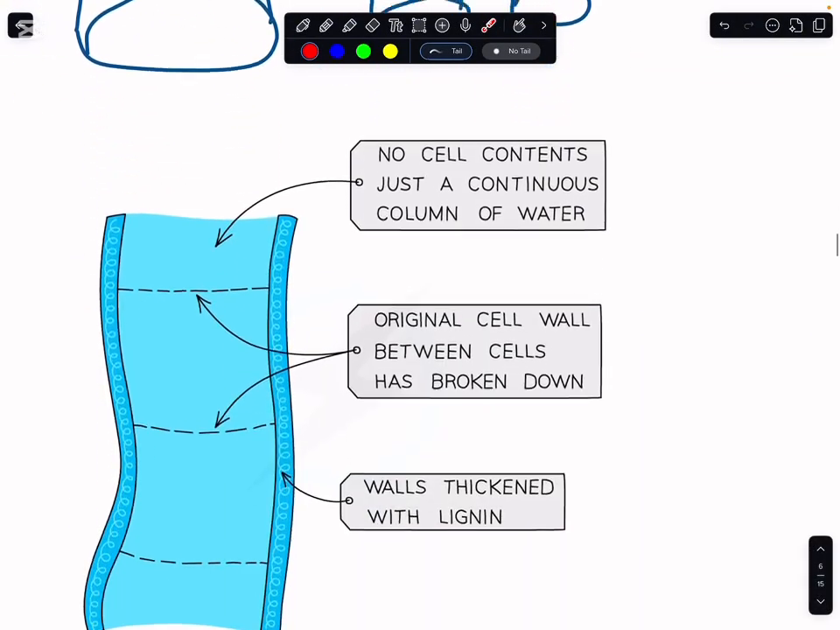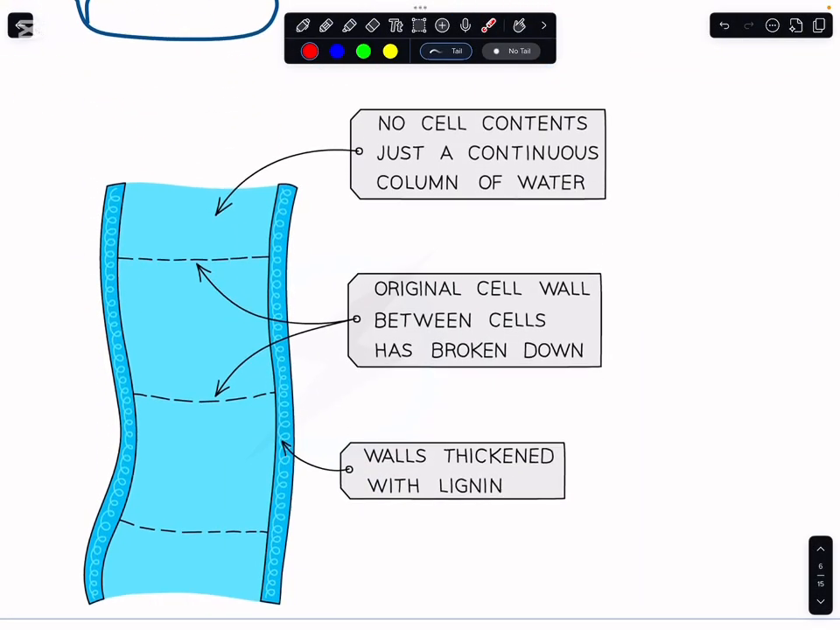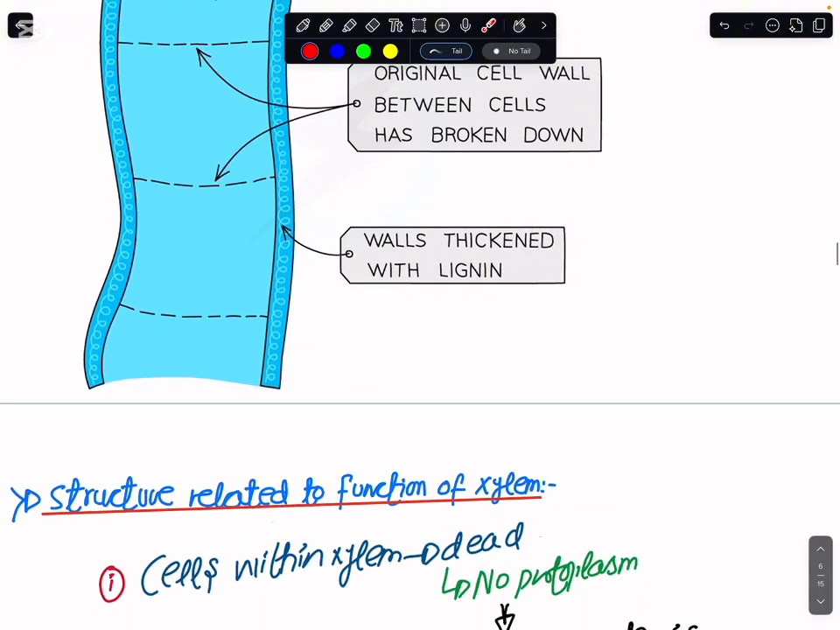Now, if I were to show you another diagram of this, you see this is the side wall, and here we have an empty lumen, and in this empty lumen only the water would be transported, and these walls are again thickened with the lignin. You see here the lignin, it is being deposited in a spiral manner. So this is providing a lot of strength to the side walls of the xylem that we have here.